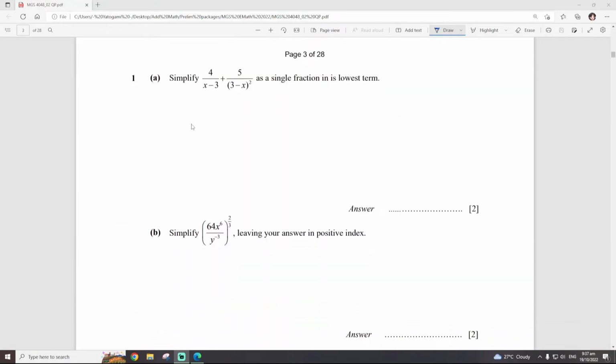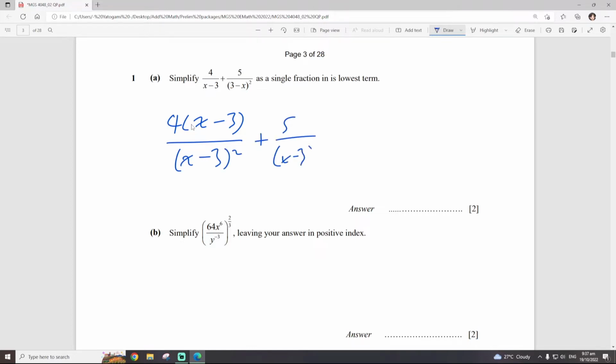Simplify this and express it as a single fraction in the lowest term. Okay. Note that 3 minus x squared is the same as x minus 3 squared, so I'm actually going to write this as 4 times x minus 3 divided by x minus 3 squared plus 5 over x minus 3 squared. If I expand 4 times x minus 3, I get 4x minus 12, so this is 4x minus 7 divided by x minus 3 squared.